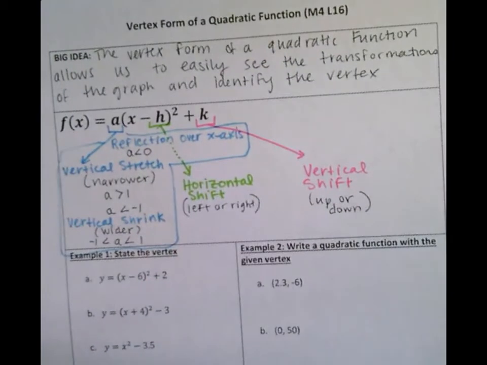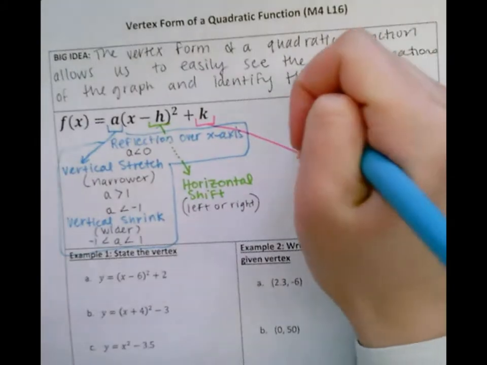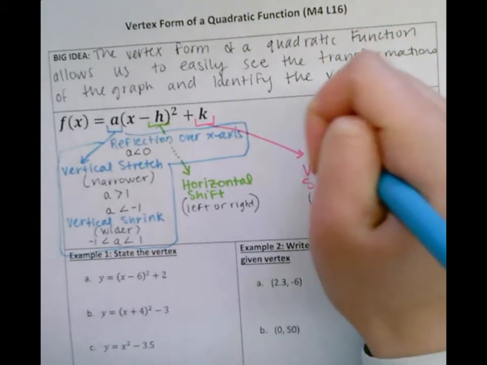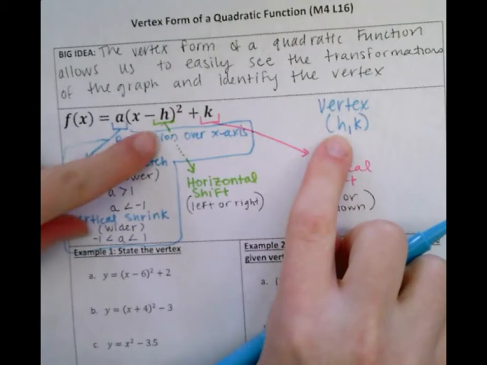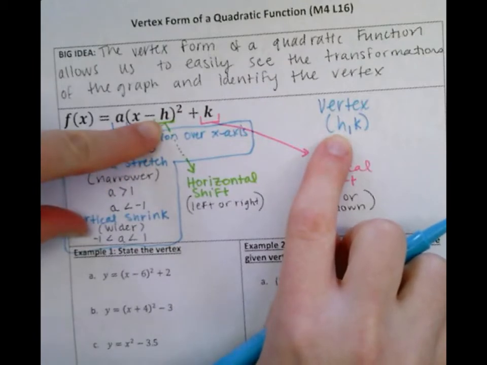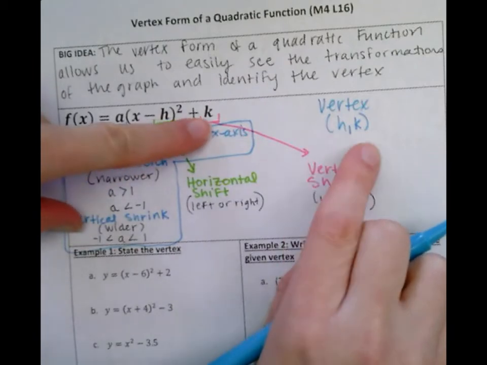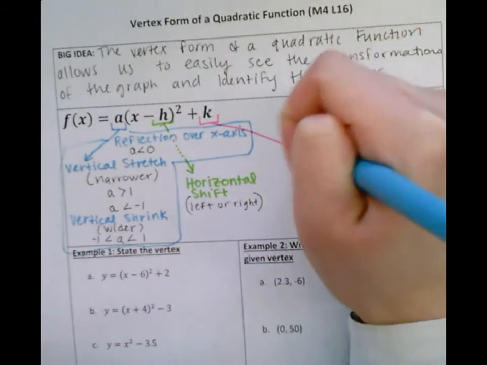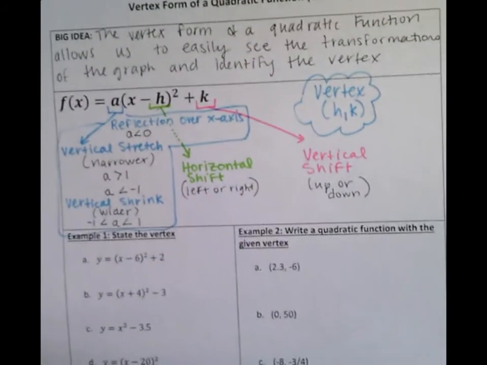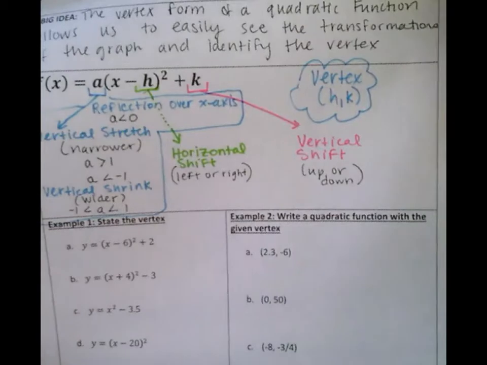And then our last big takeaway from this form is that your vertex will always be the point h comma k, where notice this h has a different sign than the h in the formula. So that means you're taking the opposite sign of what you see inside the parentheses and the same sign of what you see outside the parentheses to get your vertex from a vertex form equation. So let's take a look at some examples of that.